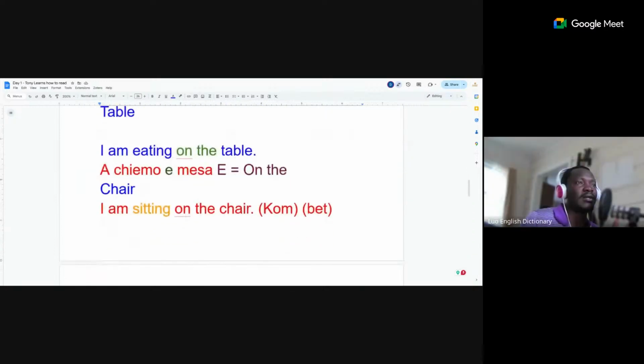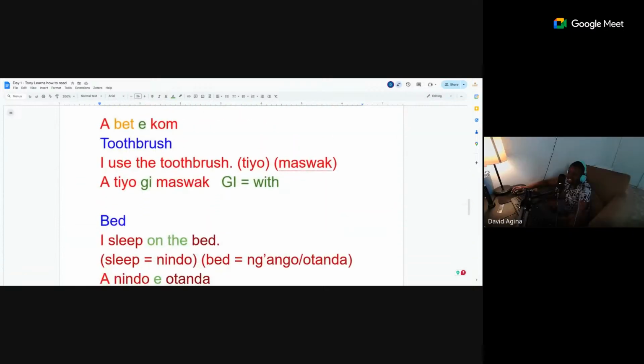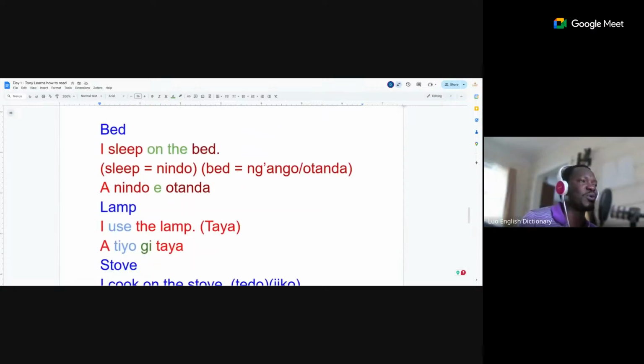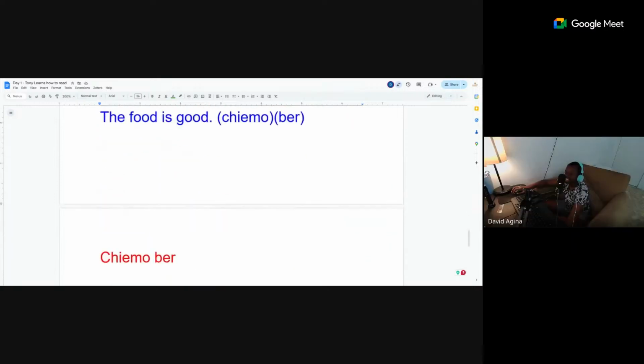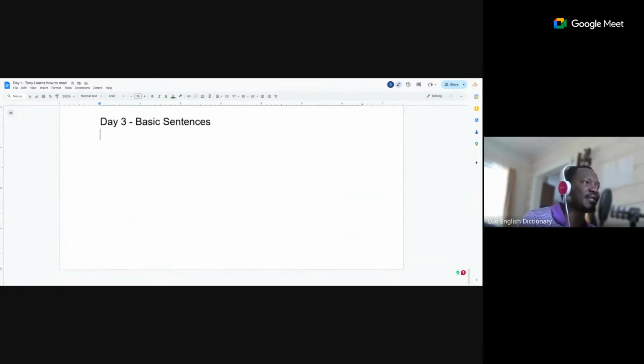So "on the" we said is called "e". And "with" was called "gi". Yes, "with". "On the" is "e", "with" is "gi". All right, so today we want to create basic sentences.